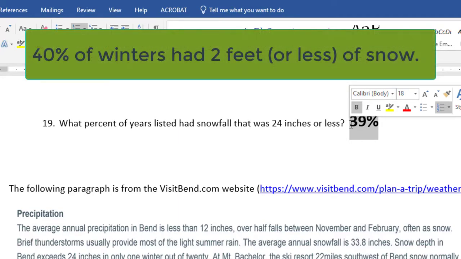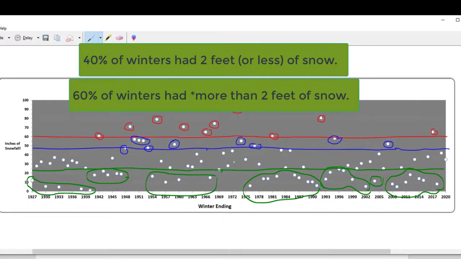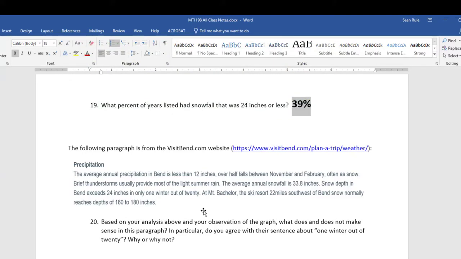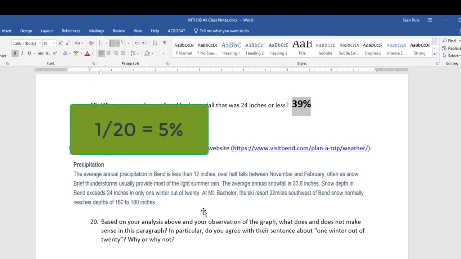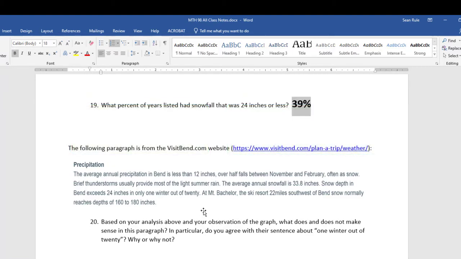That means all the other winters have had more than 2 feet of snow, which means 60% of winters in Bend. Look back to here. Everything above this green line is more than 2 feet of snow. That's 60% of the data points. One winter out of 20, just so everybody knows, one out of 20 is 5%. But our data shows 60% of winters have more than 24 inches of snow. So yeah, I don't like that claim unless they somehow are talking about 24 inches at one time.